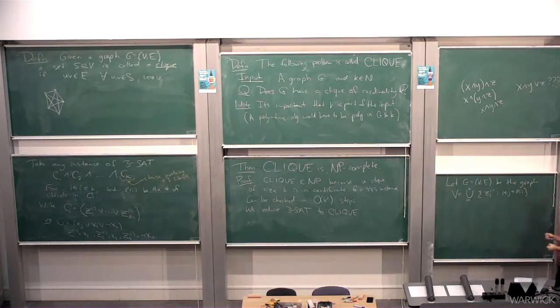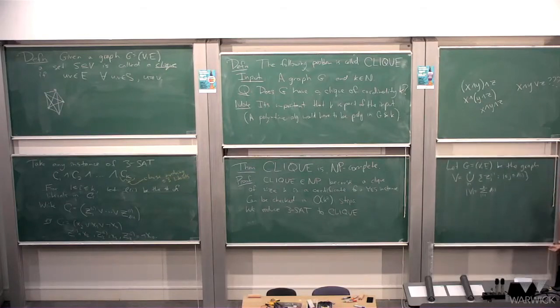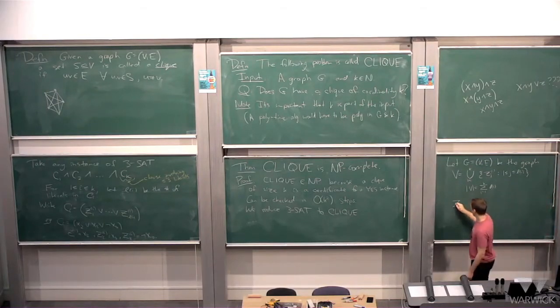So the number of vertices is exactly equal to the sum over i from 1 to k of the length of the ith clause. Even if two of these vertices correspond to the same literal, we treat them as separate vertices, not the same vertex. Clear?